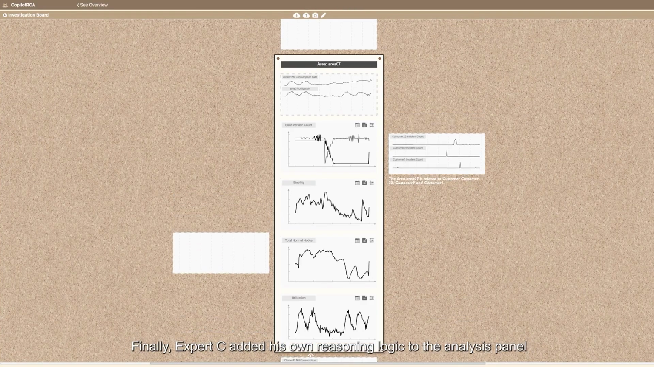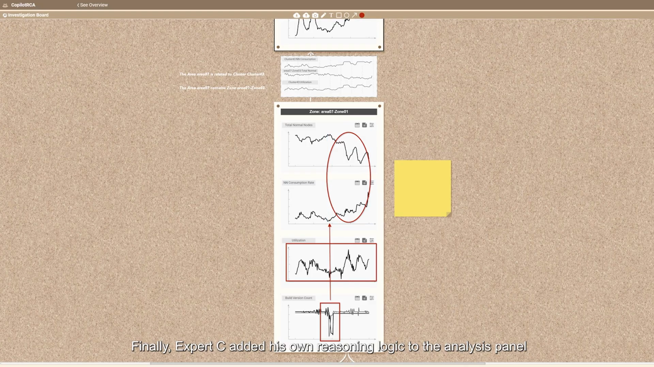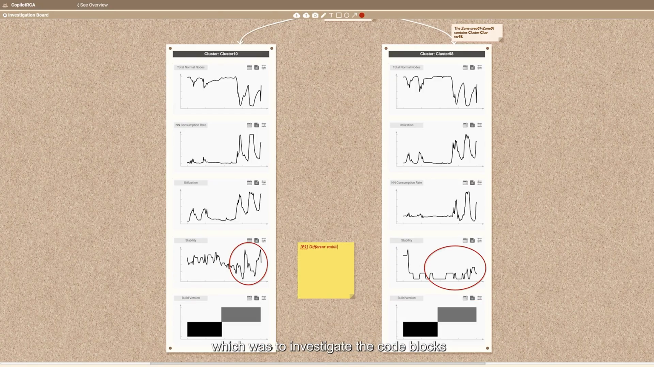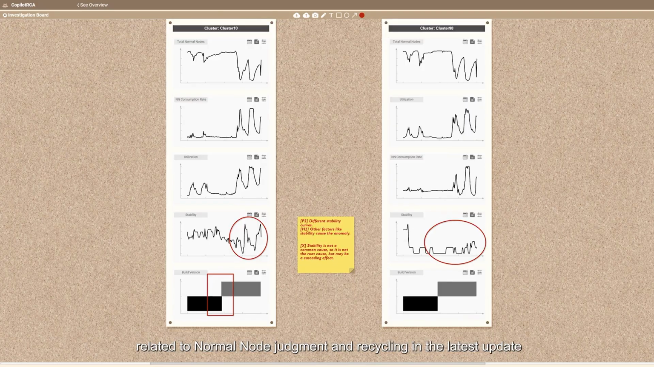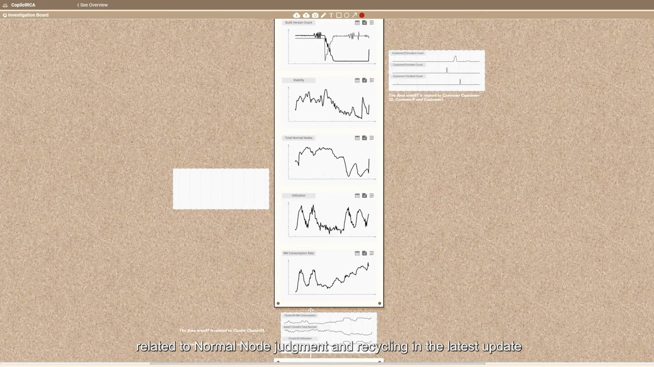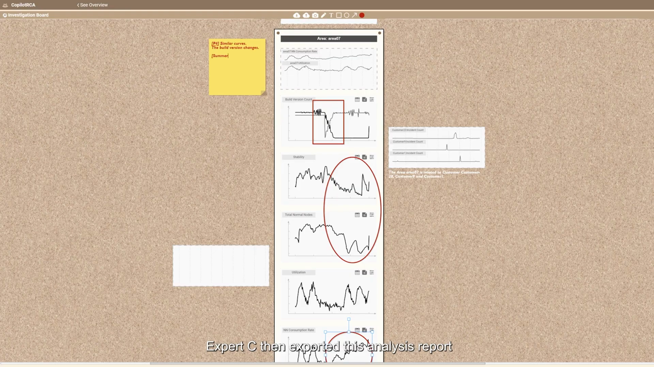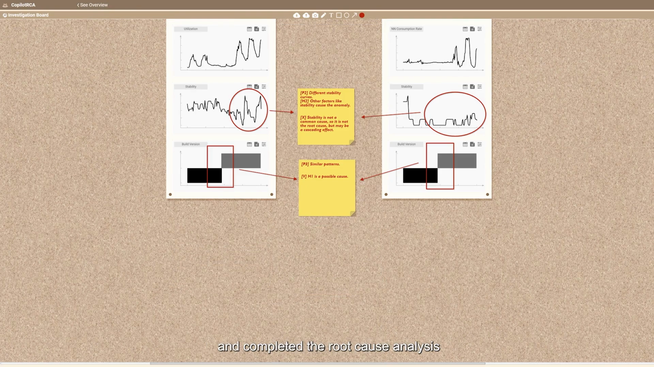Finally, Expert C added his own reasoning logic to the analysis panel. He summarized the possible solution, which was to investigate the code blocks related to normal node judgment and recycling in the latest update. Expert C then exported this analysis report and completed the root cause analysis.